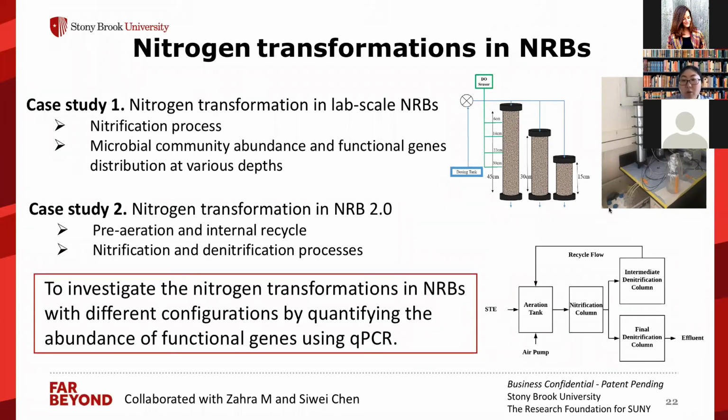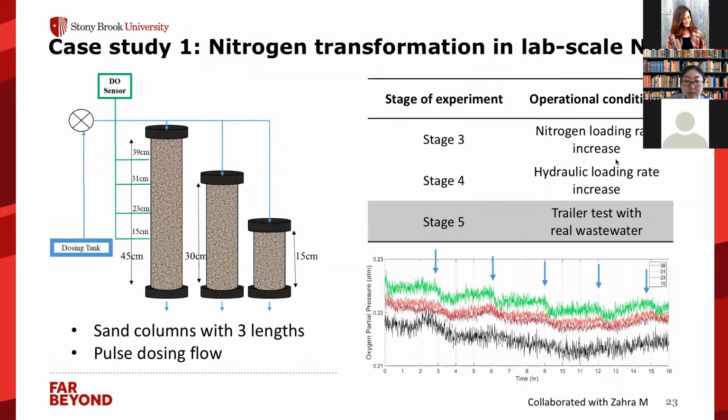Therefore, the overall goal of this series of studies is to investigate the nitrogen transformations in NRBs with different configurations by quantifying the abundance of functional genes using qPCR. The first study was conducted to help in designing an optimized configuration and operation strategy, which can shrink the system size and make NRB more suitable for areas with shallow groundwater tables, like Long Island.